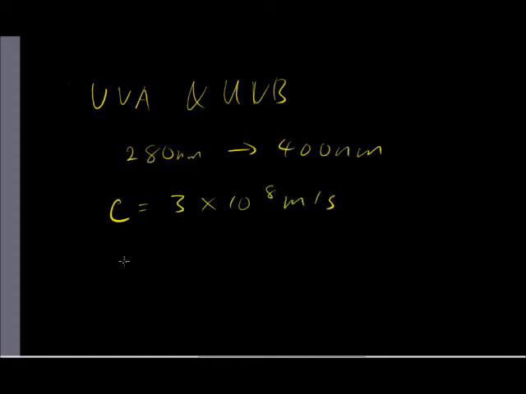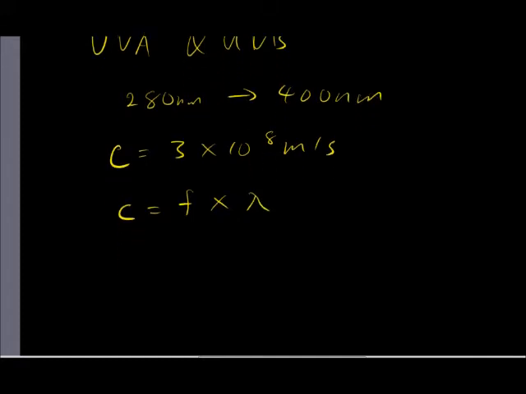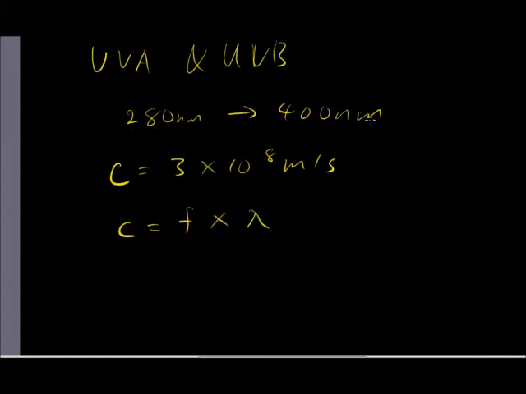And we have this formula where speed is equal to frequency multiplied by the wavelength, which is lambda. Now we have this range of wavelength and we need to find the minimum frequency value. As we can see, minimum frequency occurs when the wavelength is maximum. And we know that the maximum wavelength in this case would be 400 nanometers.